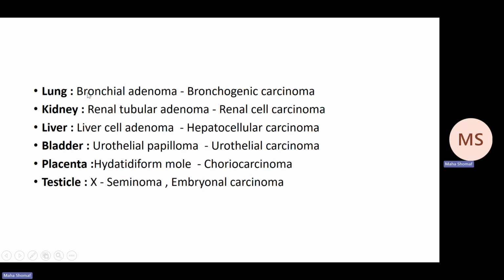In the lung, there's bronchial adenoma or bronchogenic carcinoma. In the kidney, renal tubular adenoma or renal cell carcinoma. In the liver, there is liver cell adenoma or hepatocellular carcinoma. In the bladder, benign tumors are called urothelial papillomas, and the malignant tumors are called urothelial carcinomas. In the placenta, they are called hydatidiform mole, the benign tumor, and the malignant tumor is called choriocarcinoma. In the testicle, it can be seminoma, or embryonal carcinoma, or other types of germ cell tumors.